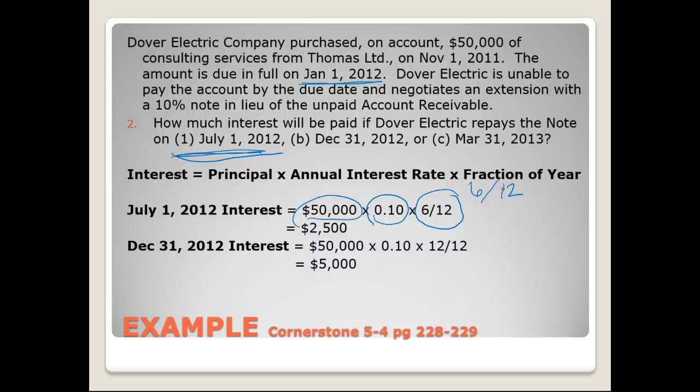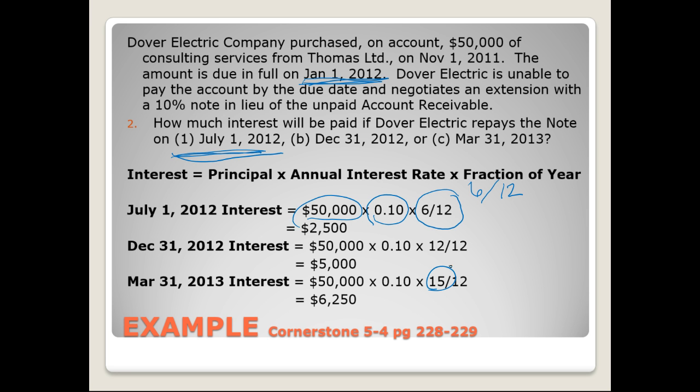Now, what if it was repaid on March 31st, 2013? How many months would that have been outstanding if it was issued on January 1st, 2012? Well, there would have been the full 12 months of 2012 plus January, February, and March of 2013. So that would have been 15 months outstanding out of 12 months in the year. So that would have been $6,250 of interest.